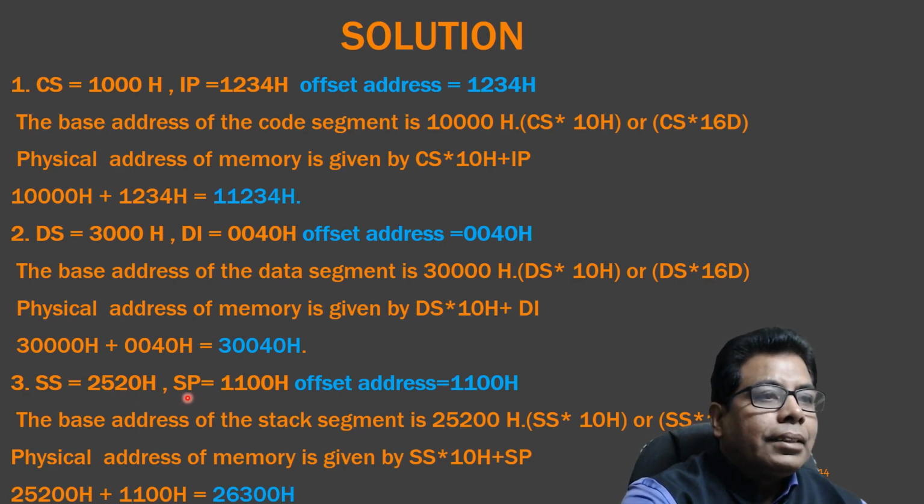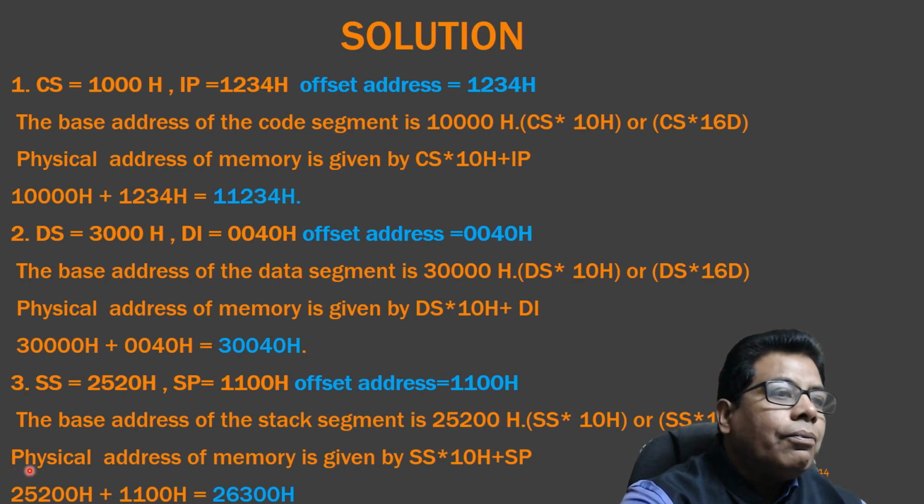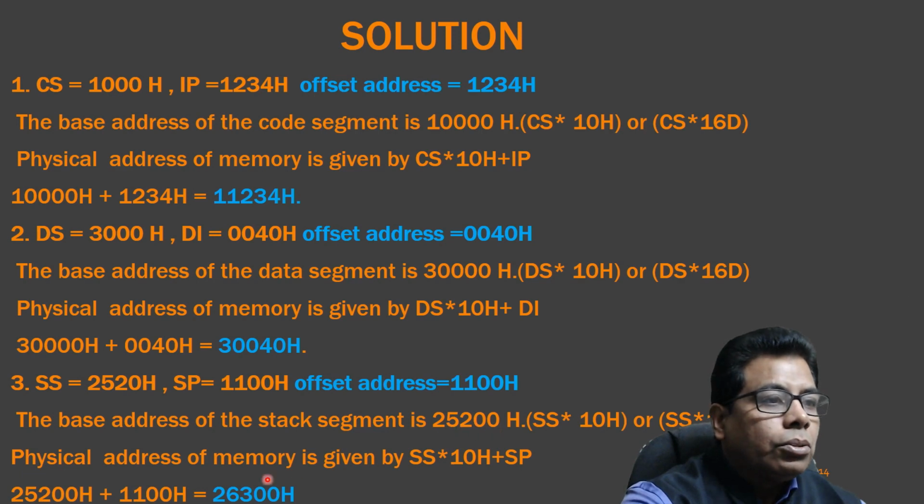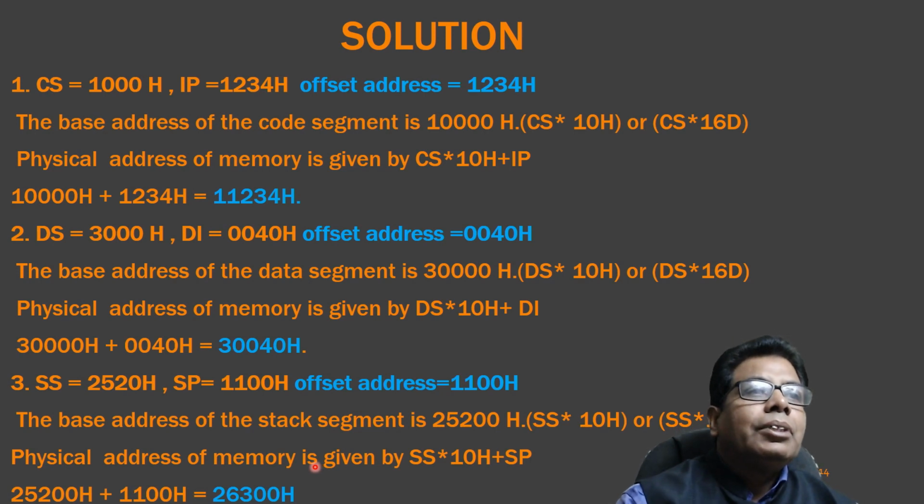Then the last case, the stack segment, 2520H, and stack pointer is 1100H. So the offset address will be 1100H. The base address of the stack segment will be 25200H. So just a 0 we have to add here. Then the physical address of the memory is given by SS into 10H plus SP. So that is 25200 plus 1100. So that will give us 26300H. So this is how we can calculate the physical address.